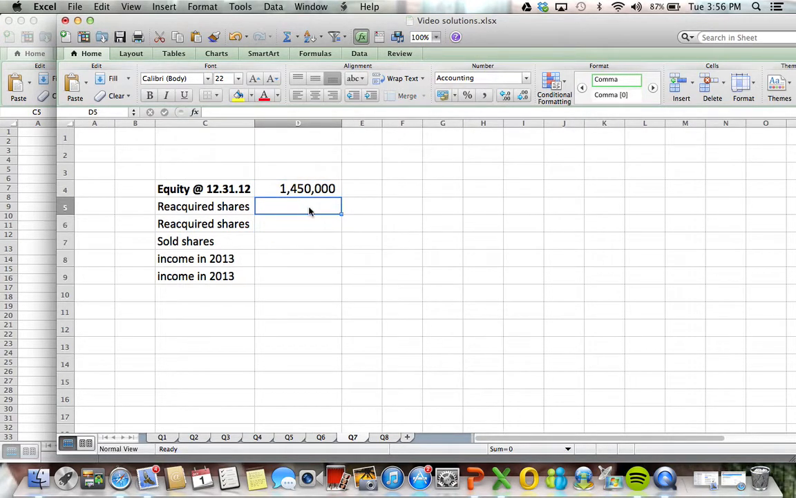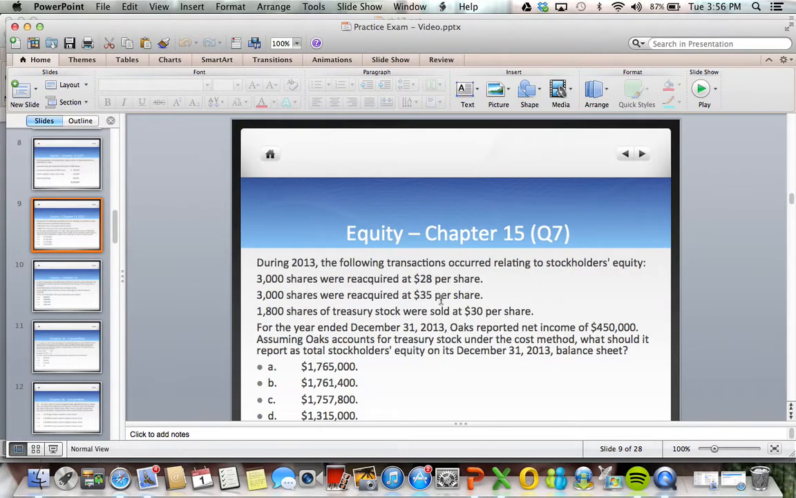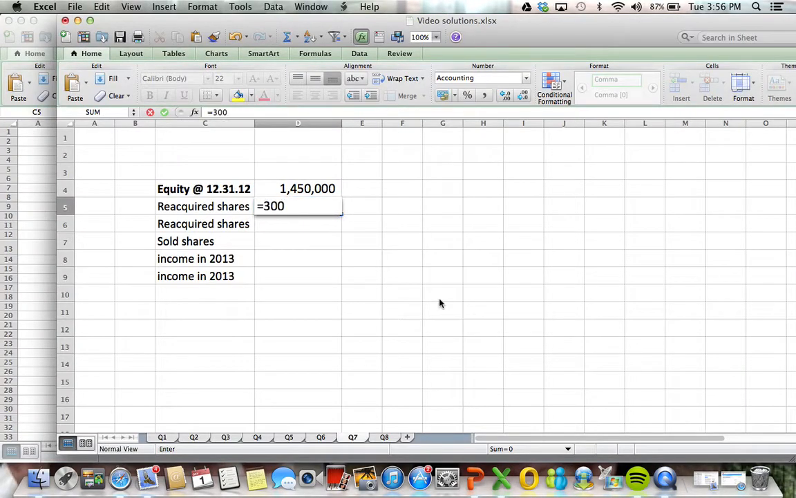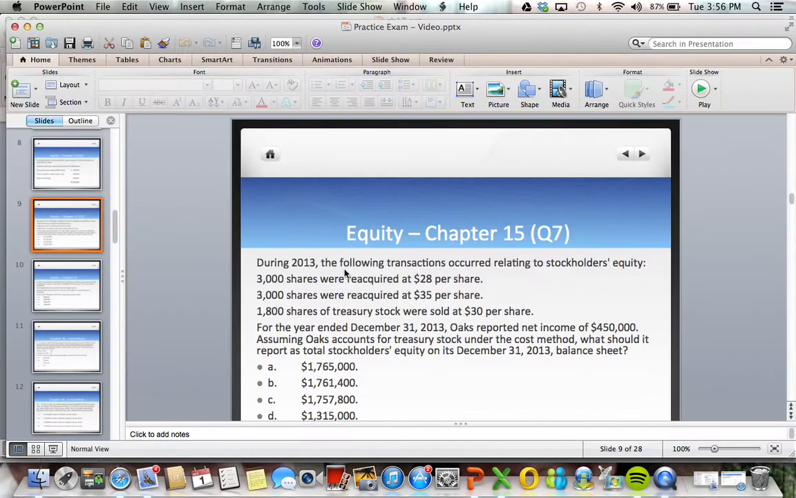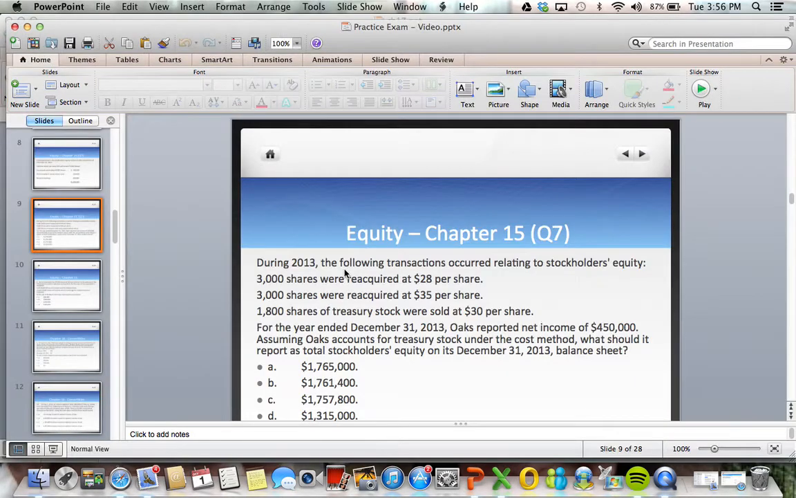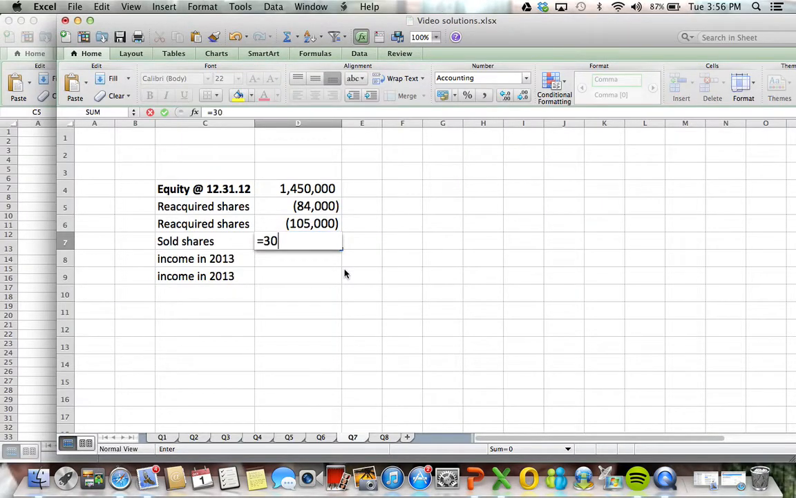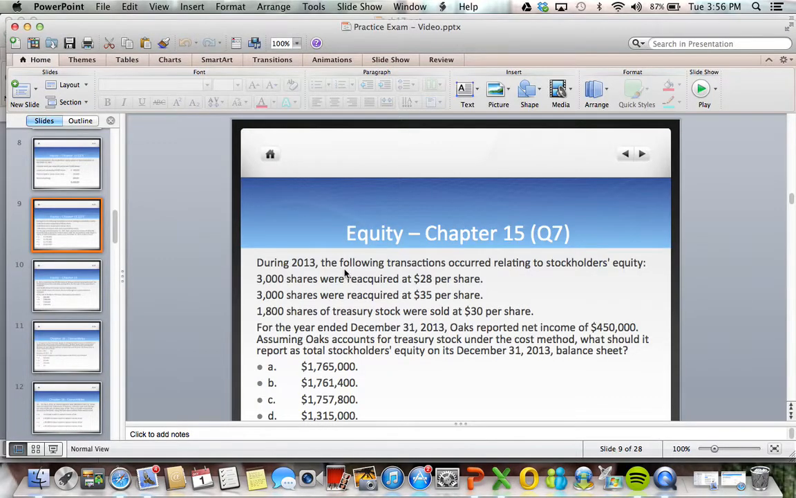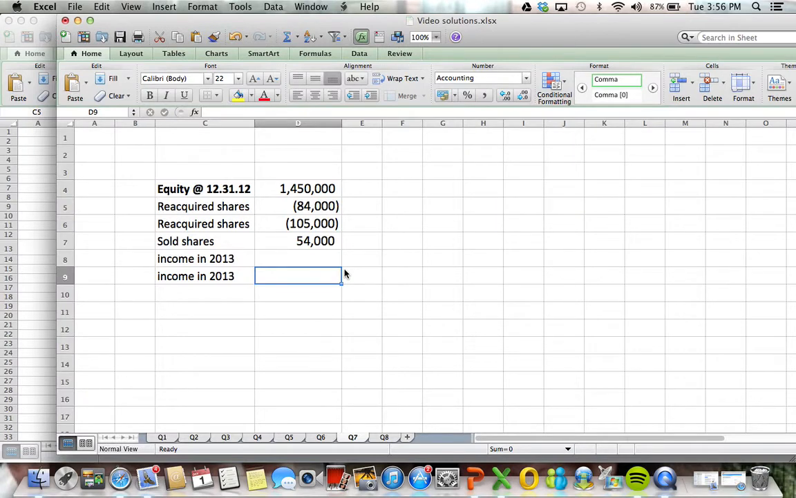So the first thing we did was reacquire some shares. So we're saying 3,000 at 28. So that's 3,000 times 28. I'm going to do minus 1. And then we had 3,000 at 35. And then we sold shares back into the market at 30, and this is selling it back, and there was 1,800 shares. Now the idea is we also had a net income. So what do you do with net income? We do have an income in 2013, so that was 450,000, something that we have to add.